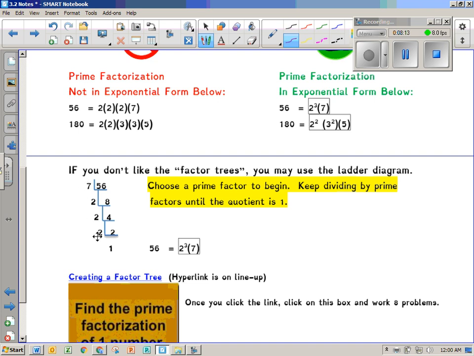So if you look at the list over here and you ignore the 1 because 1 is not prime or composite, you've still got 2, 2, 2 and a 7. So you get the same thing.